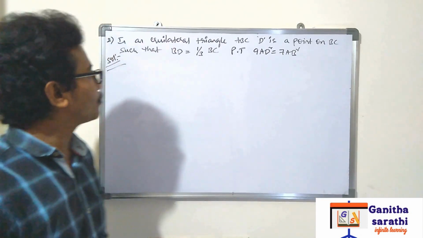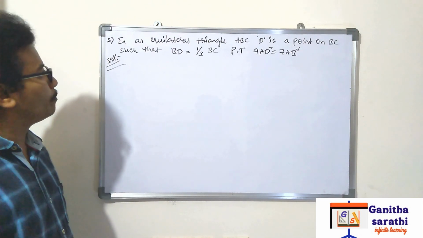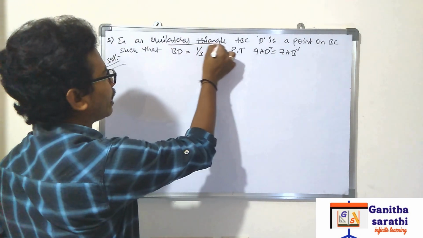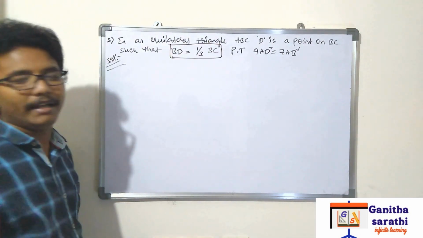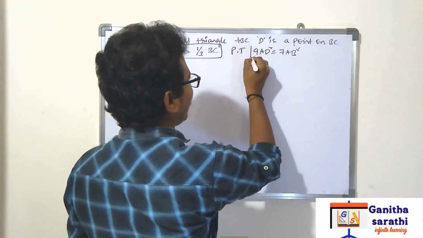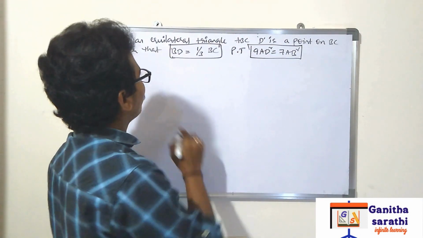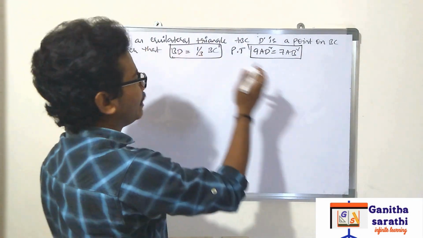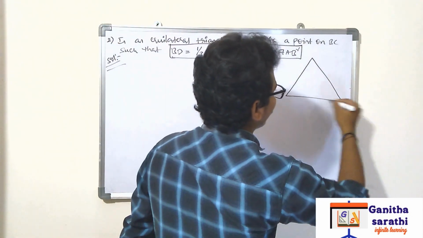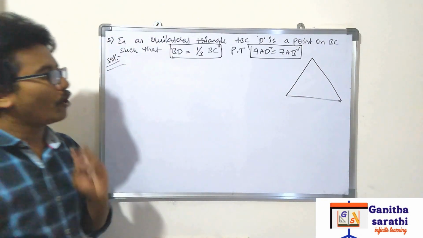Now see the problem which is on the board. In an equilateral triangle ABC, D is a point on BC such that BD is equal to 1 by 3 BC. So he is giving one condition. What is that condition? BD is equal to 1 by 3 BC. We have to prove that 9AD square is equal to 7AB square. Okay. First draw the triangle. This is an equilateral triangle. In an equilateral triangle, D is a point on BC.